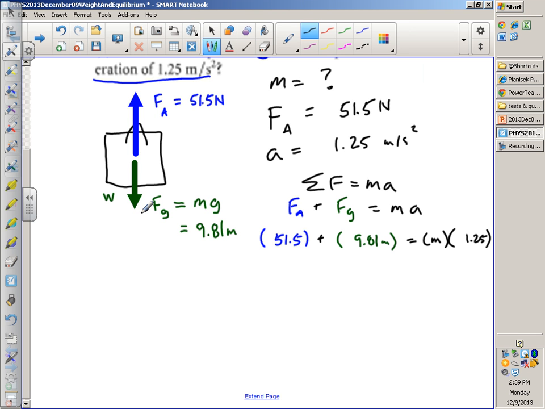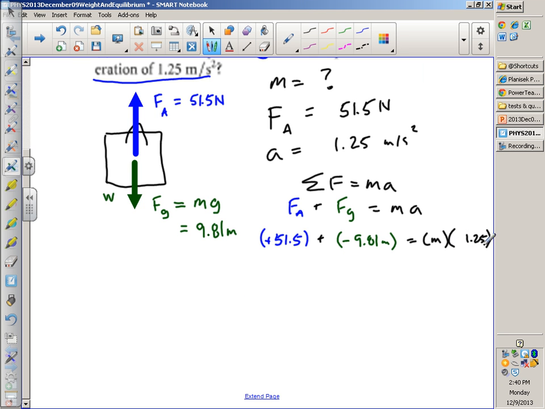Make one negative and one positive, right? Generally, although you don't have to do it this way, we're going to call up things positive and down things negative. It just makes the most sense. So really, this force here is not 51.5. It's actually positive 51.5. And this gravitational force is not 9.81 m. It's negative 9.81 m. And then the plus and minus applies to any vector quantity, anything that has direction.